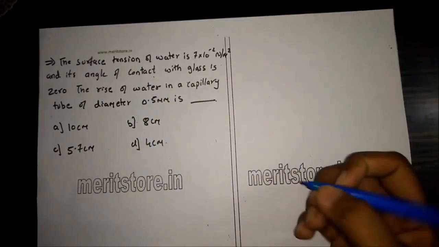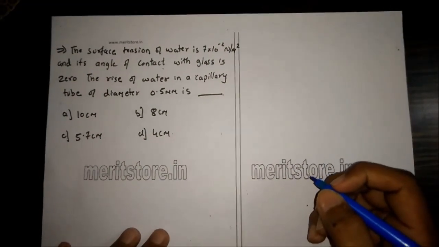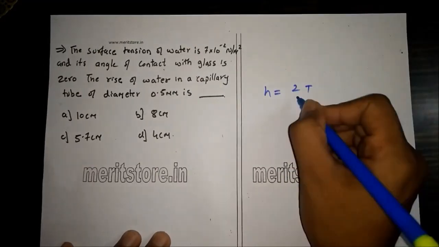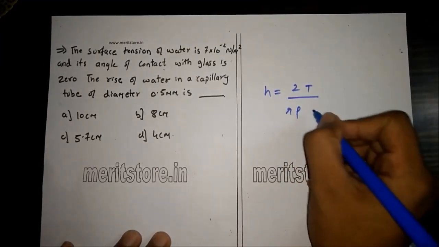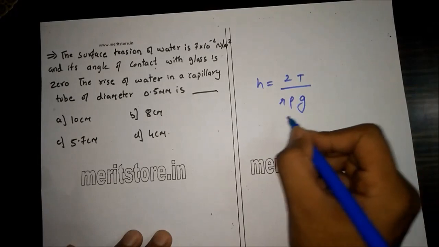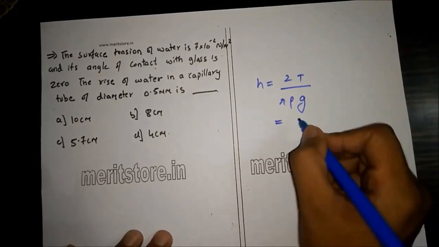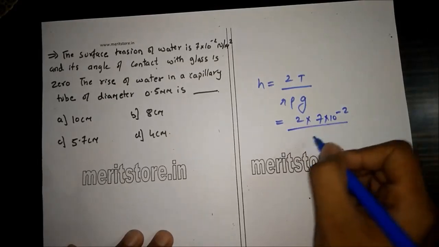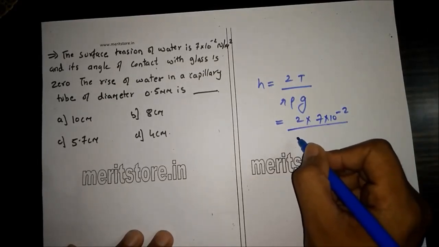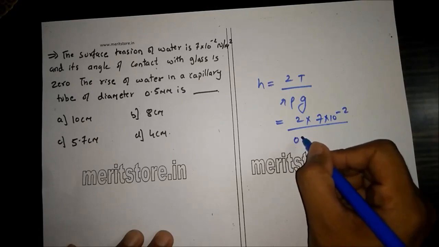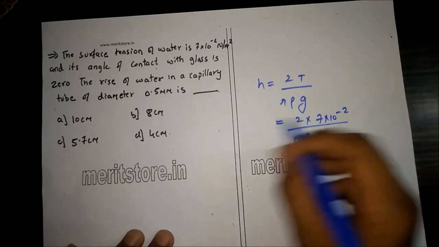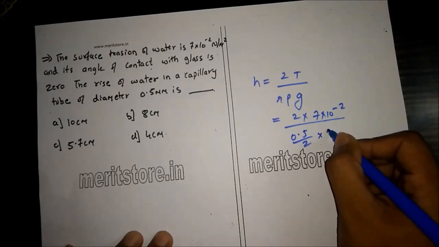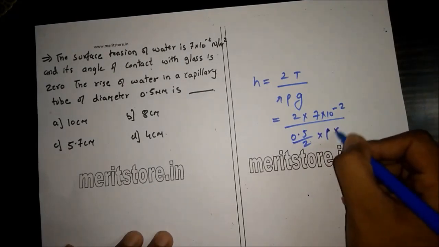Now we know that height or the rise of water is calculated by the formula h is equal to 2T upon r into rho into g. Therefore, on substituting values, we'll get 2 into 7 into 10 raised to minus 2 upon r, which is given as 0.5 millimeters upon 2, since 0.5 is the diameter, into rho, which is the density, into 10.